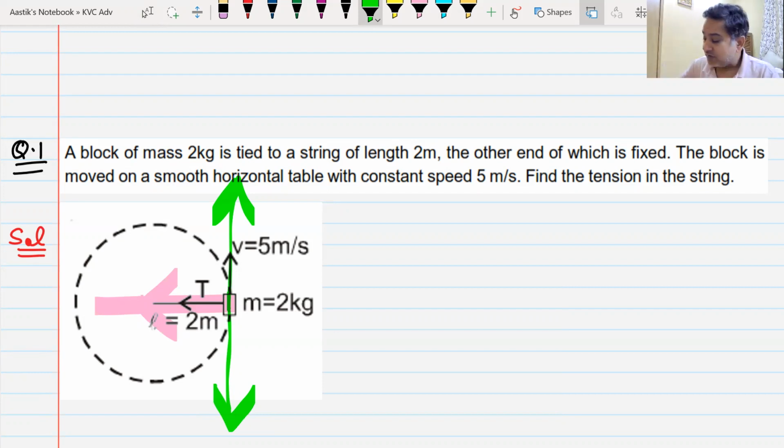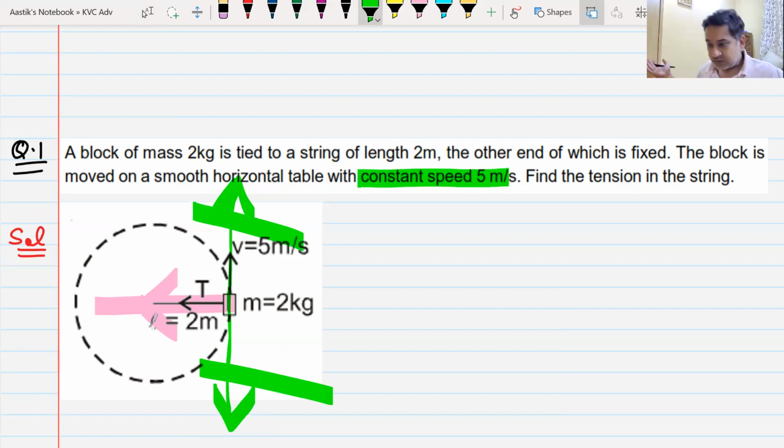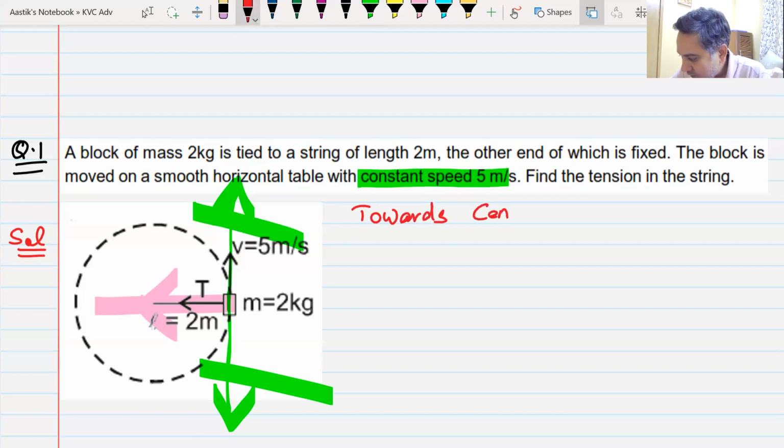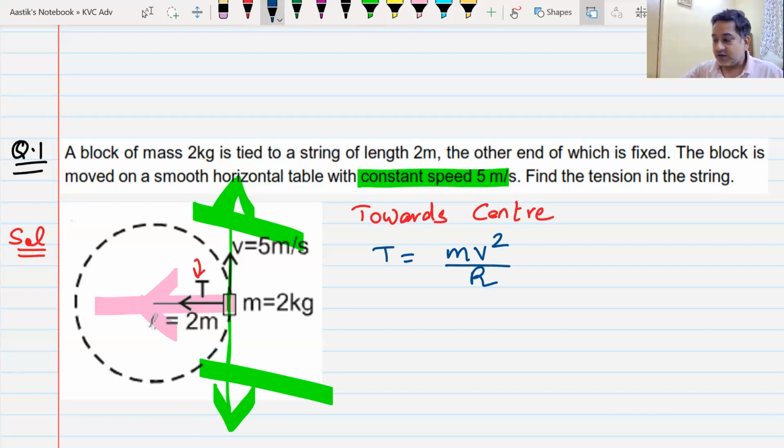Now there is no force in the tangential direction because it is moving with constant speed. So this and this will cancel out. No problem. Yes or no? Yes, sir. Now you can make the equation along the centripetal direction. So towards the center, what is the equation? Now you find out the force towards the center. What is the force towards the center? You can only see one force in the free body diagram. This is T. So this net force T must be equal to mv square by r, and you get your answer for tension. Do we understand this?